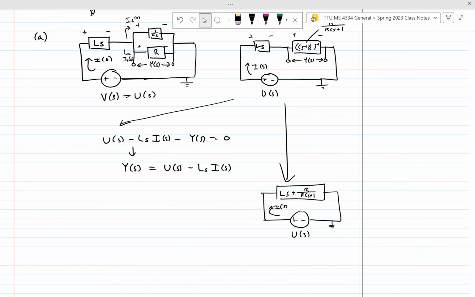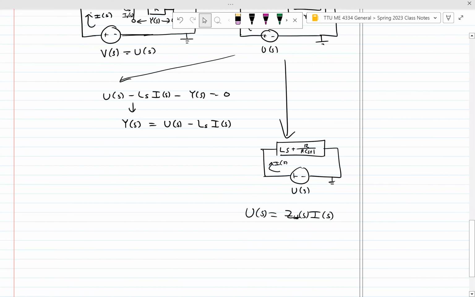Remember, what are we trying to do? We had this Y is equal to U minus LS times I. We want to get rid of that I. And then how about we solve this for I of S? I of S is going to be 1 over Z total times U of S, where this is Z total here. We haven't simplified it just yet.